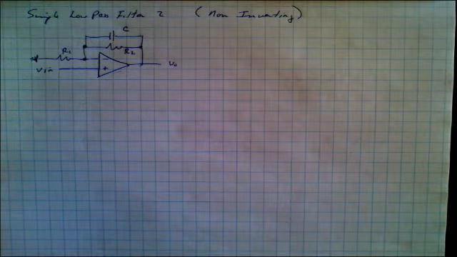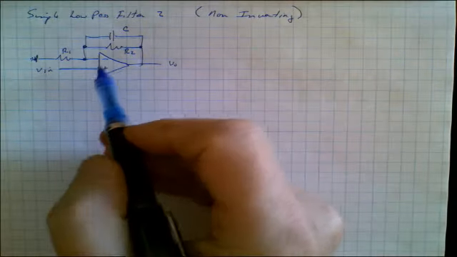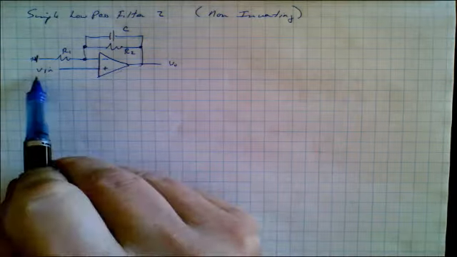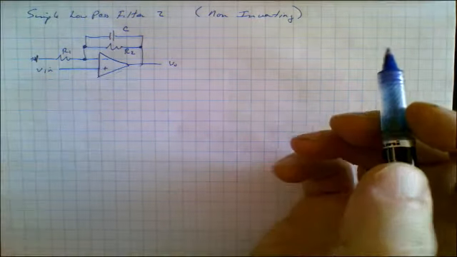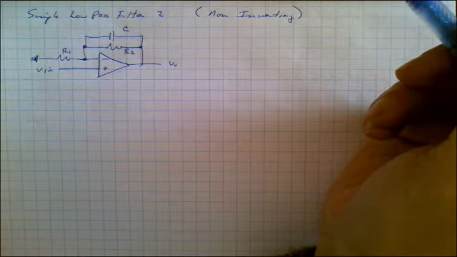We're going to take a look at a simple low-pass filter again, but this time it's going to be a non-inverting low-pass filter. The filter we looked at last time, the input went into the inverting input. So we might wonder, how will this behave? How will it work?